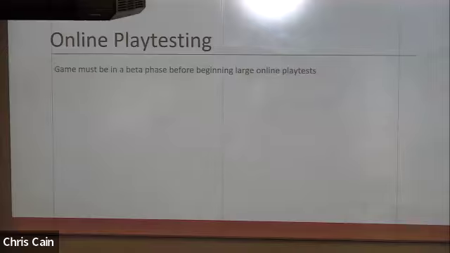So first of all, make sure your game is in a beta phase before you start any online play tests. You don't want to be giving them a very raw game to be playing. Once you're doing this level of throughput, make sure that they're playing fairly close to the end game experience, meaning all bugs that you are aware of are fixed. They're not waiting to be fixed, but they're actually fixed. That doesn't mean that there aren't any bugs.